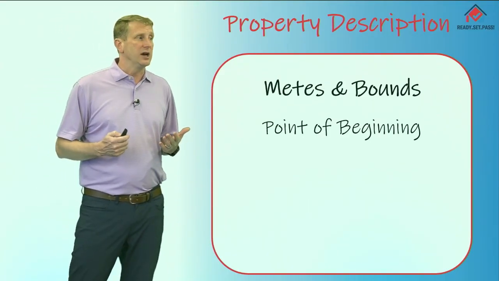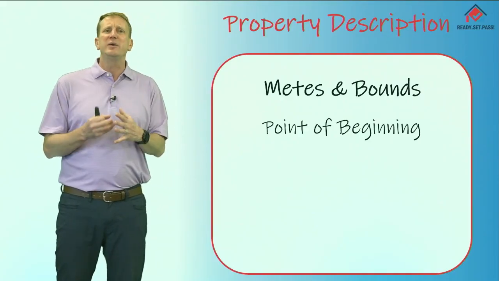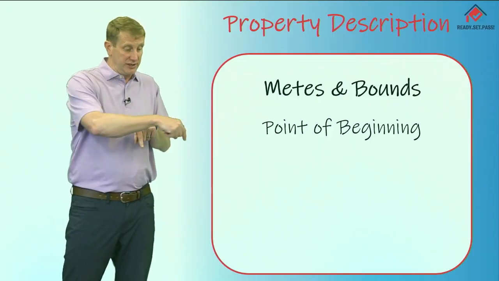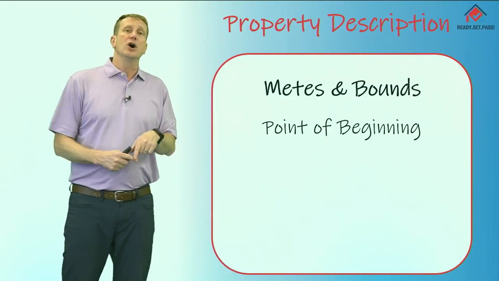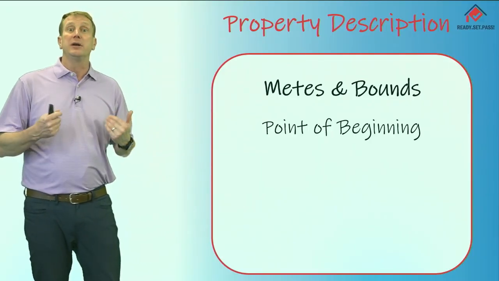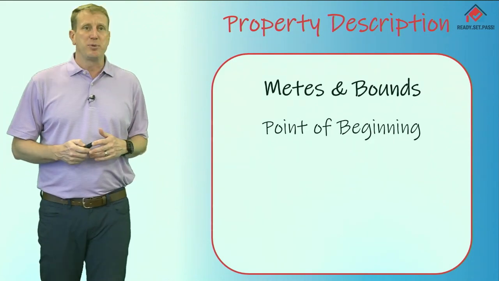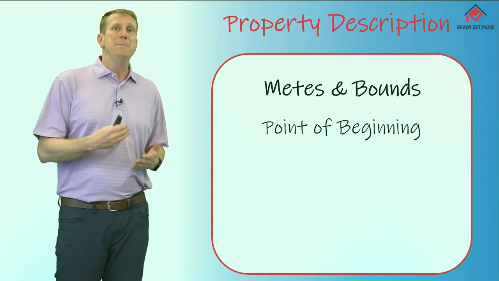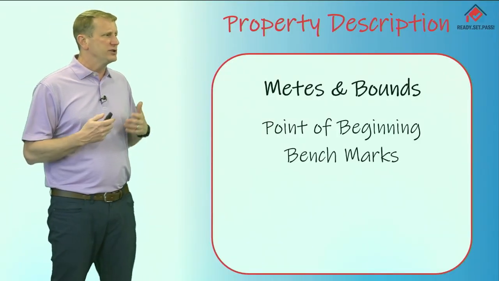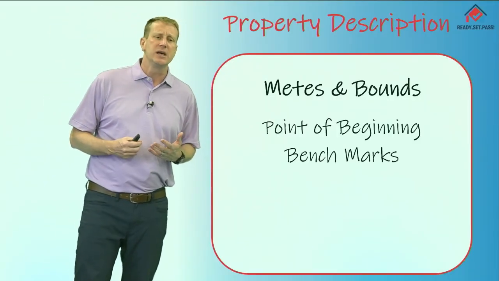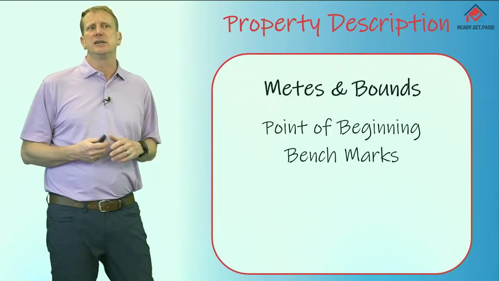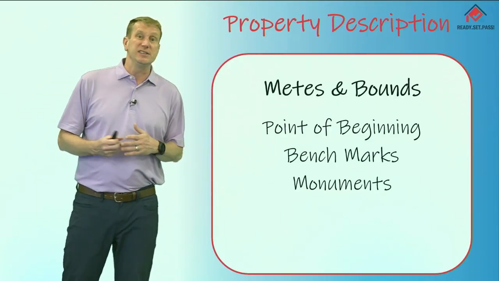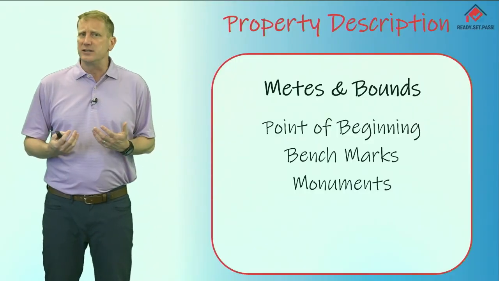Your metes and bounds always has a point of beginning. So we've got to figure out a place to start. And then essentially there's going to be a description that goes around the particular property and how we can identify that particular property. So we've got a point of beginning, and you're always going to end back at the point of beginning. You have what's called benchmarks. Typically benchmarks can be stakes or at least identifiers put in by a survey crew. And in some cases, in some of your older metes and bounds, you've got monuments.